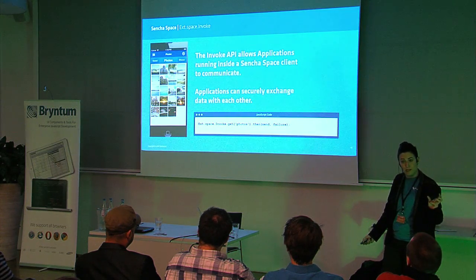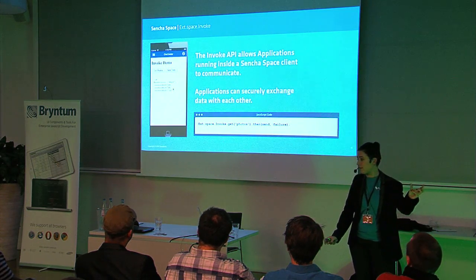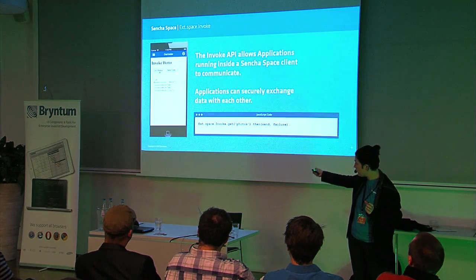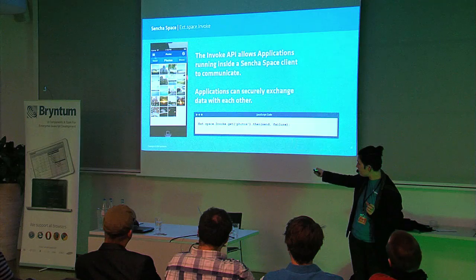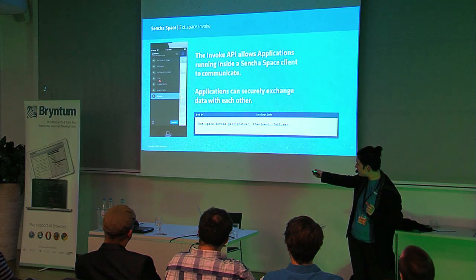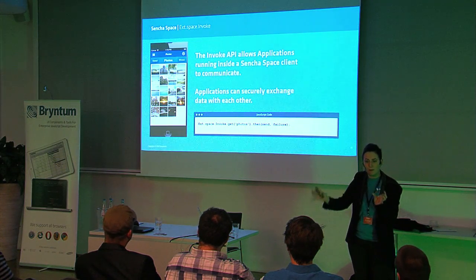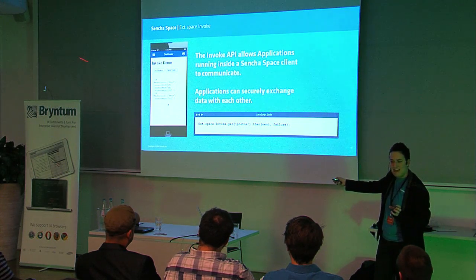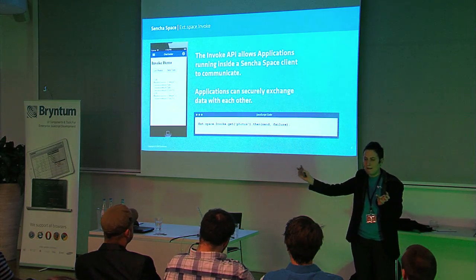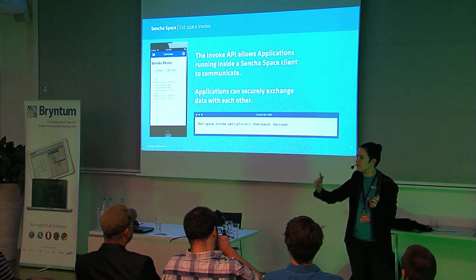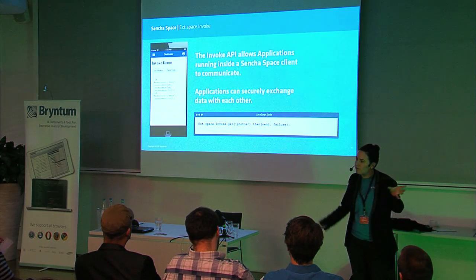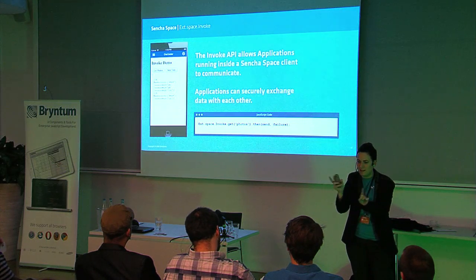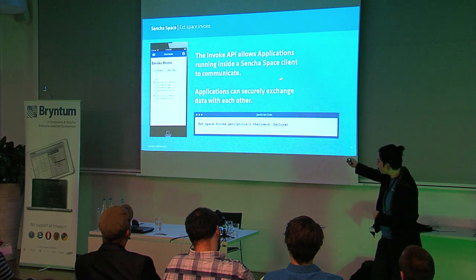I'm running two applications, the invoke demo application and a photo application. Both are running in Sencha Space. This is the photos app, and the other is the invoke app. My invoke demo app can request from the photo app, hey, please pass me all the selected photos. And then I get it in the invoke app. So you can switch between applications and they exchange data. And that's all based on promises.